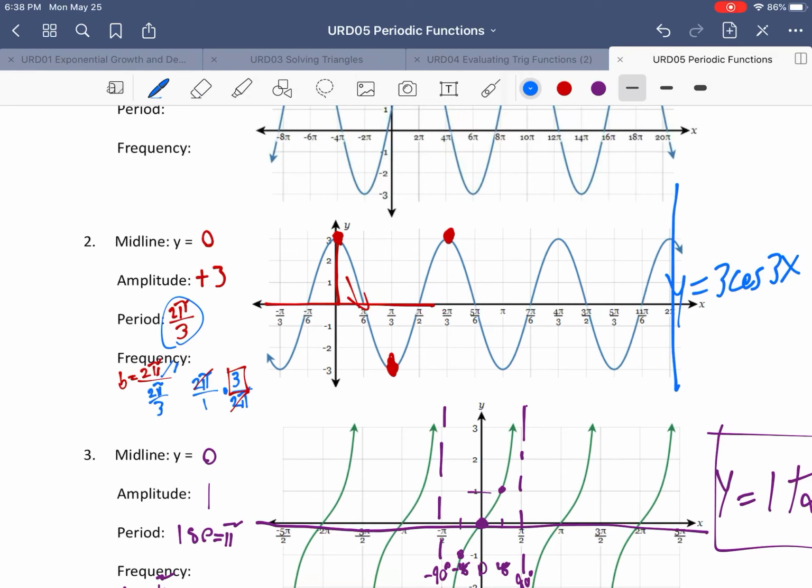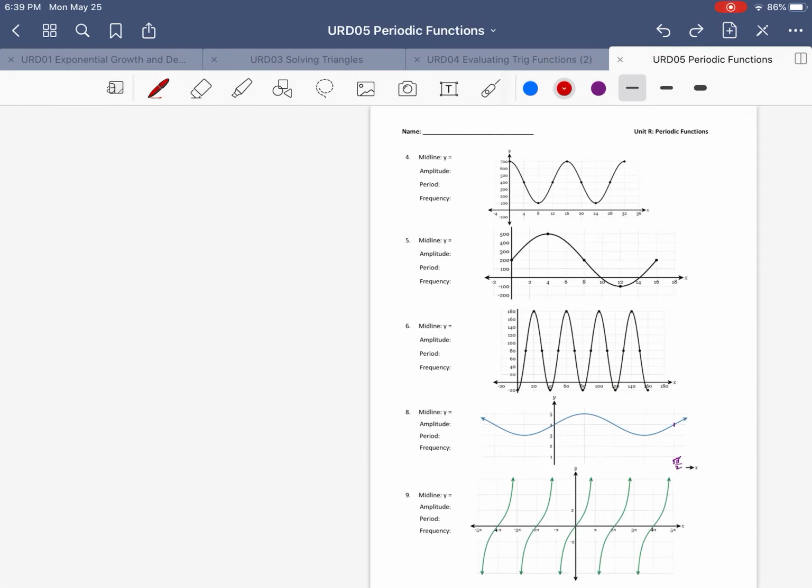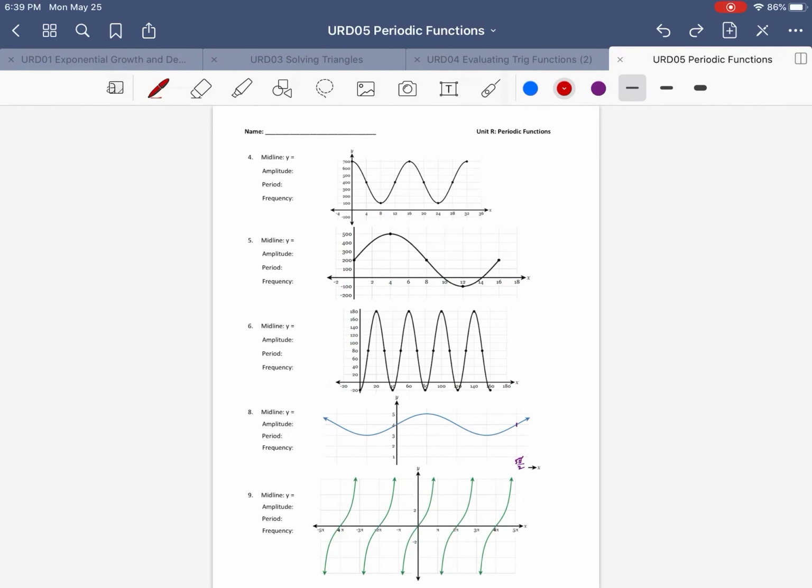Now the frequency is also how many times the curve is completed in 360 degrees. For a cosine curve, it'd be in 180 degrees for a tangent curve. But if we look at this closely, you can see it completes one full curve, then 2 full curves, then 3 full curves at 2 pi. So that's why the frequency is 3. It's better to probably use the formula for it. All right, so this is a cosine curve whose midline is 0 and has a positive amplitude.